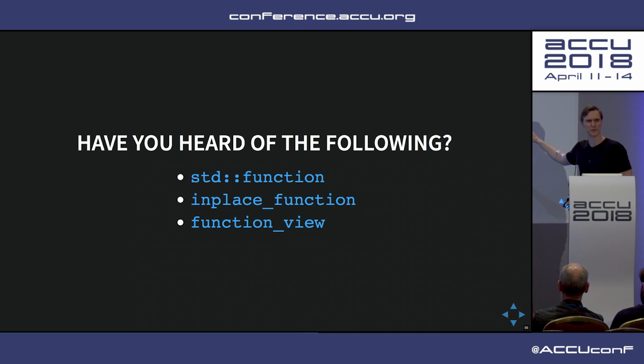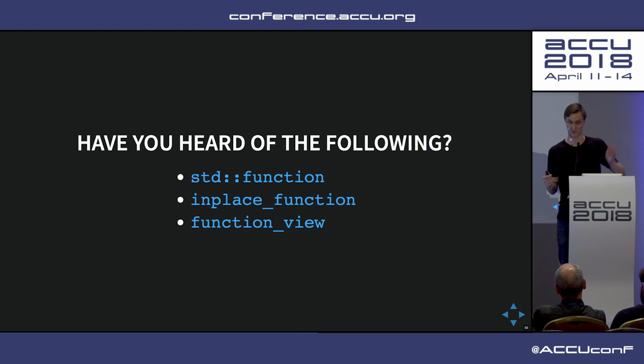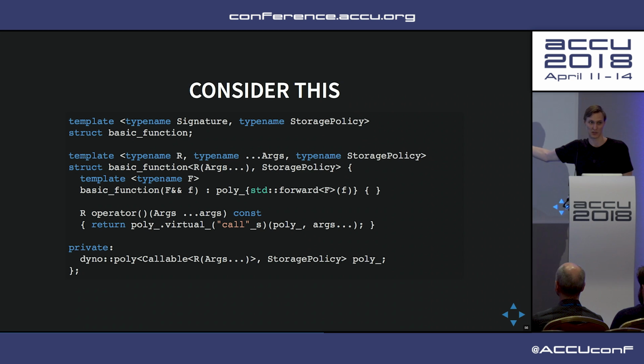And there's another thing that I think SG14 is considering. It's called in-place function. In-place function is a function that never allocates. Okay, and guess what? It has a fixed buffer size. So in-place function basically just has a buffer, and it puts the callable that you give it in the buffer, and it doesn't compile if it's too large. So you can actually implement it that way. You can say I have a basic function with a custom storage policy, then use Dyno or any fancy thing under the hood.